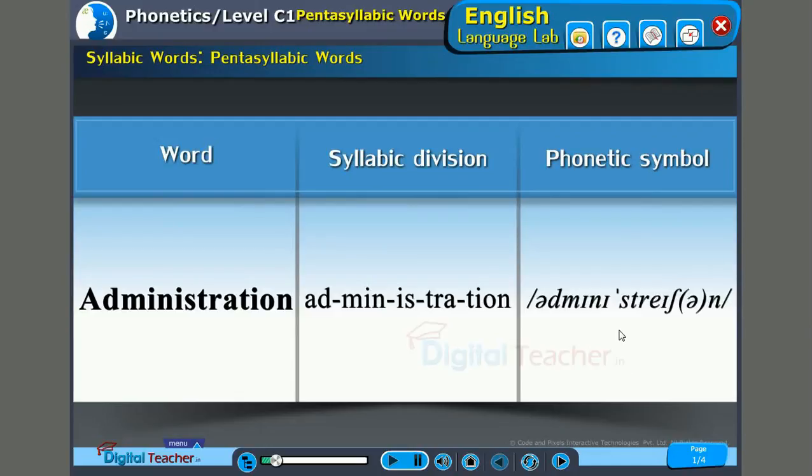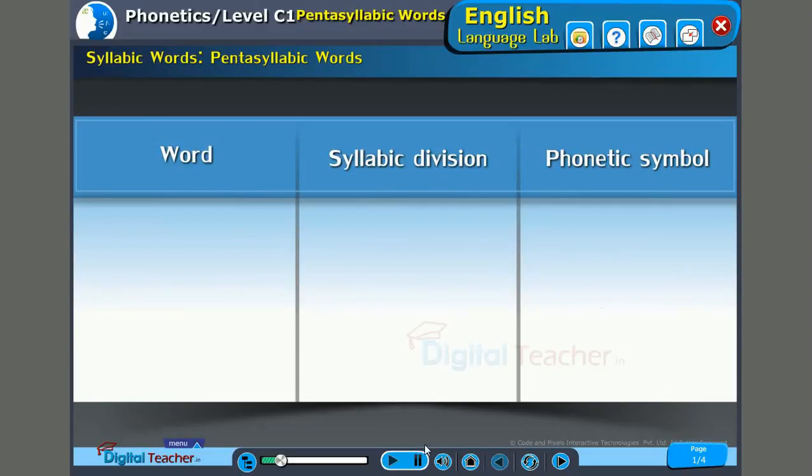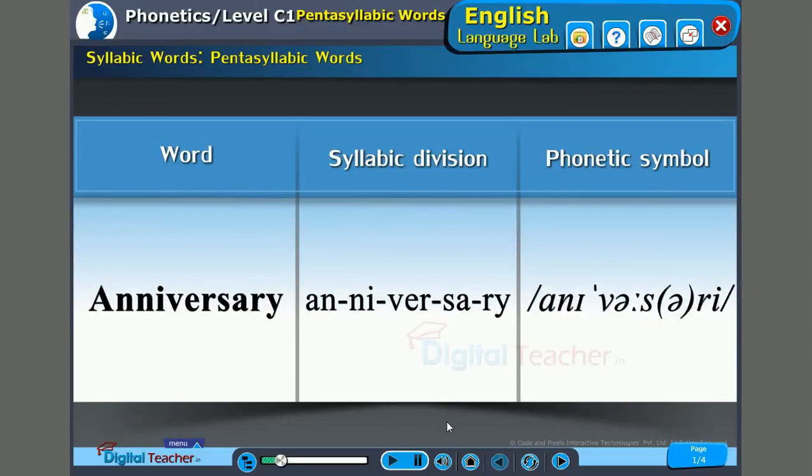Administration, administration, administration. Stress is again on fourth syllable, strash, administration. Anniversary. So like this you'll be having a number of pentasyllabic words under this section.